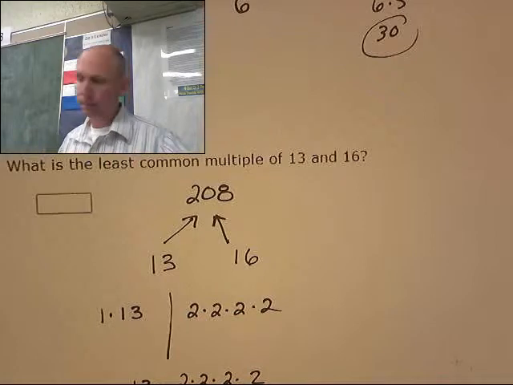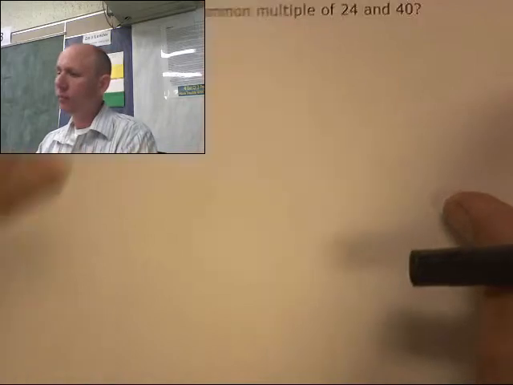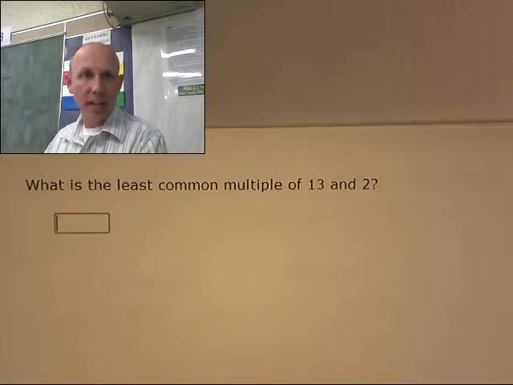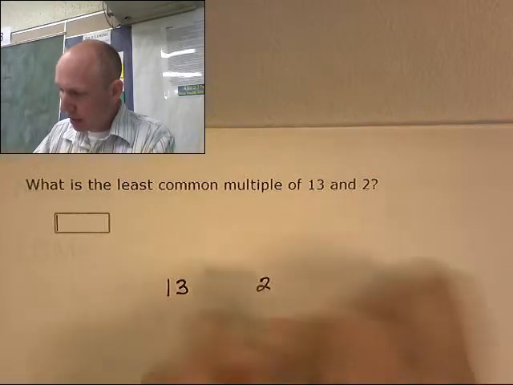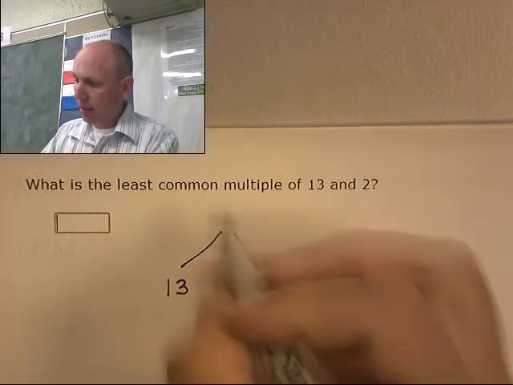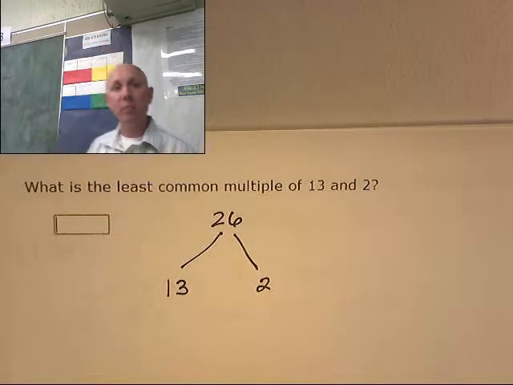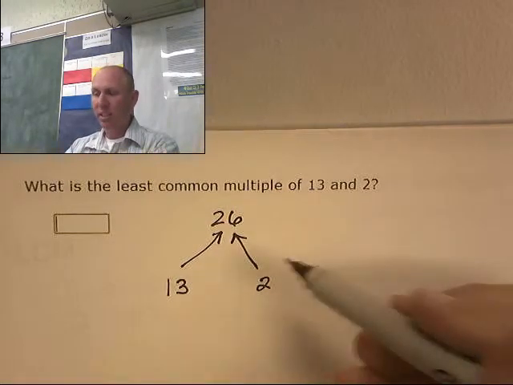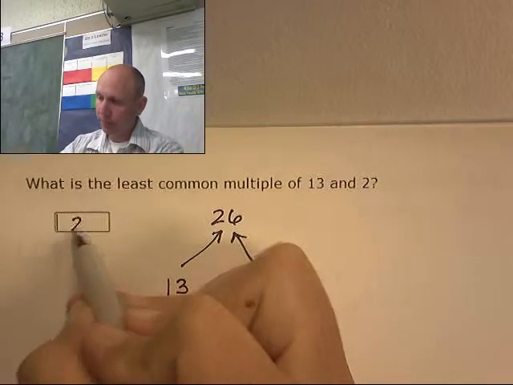Let's try another one. Least common multiple of 13 and 2. So I'm looking at 13 and 2. I'm looking for a number above them. Now 13 times 2 is 26, so we know they both divide into 26. But is there something lower that they can both divide into? Something lower than 26? I'm not feeling it. So our answer is just 26 on that one.